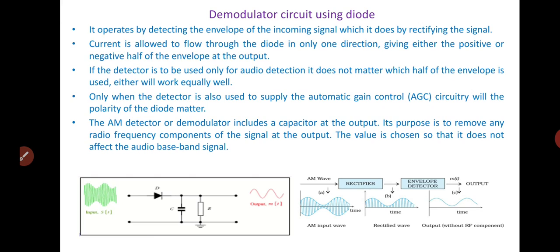When the detector is also used to supply the automatic gain control circuitry, will the polarity of the diode matter? The amplitude detector or demodulator includes a capacitor at the output. Its purpose is to remove any radio frequency components of the signal at the output. The value is so chosen that it does not affect the audio baseband signal.